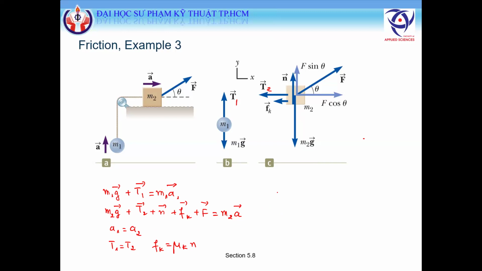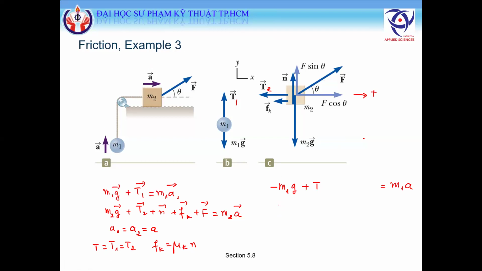Okay, a step further. From the equation for M1, we have minus M1 g plus T equal to M1 A. I substitute A1, A2 as A, and T1, T2 equal to T, right? For the second equation, the direction of the motion is this way, right? So here, A and A.